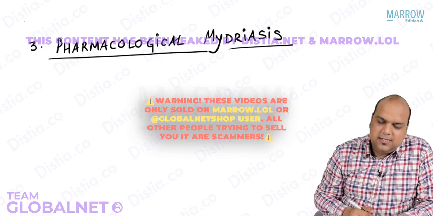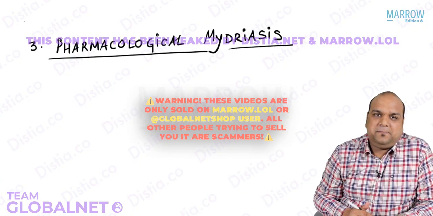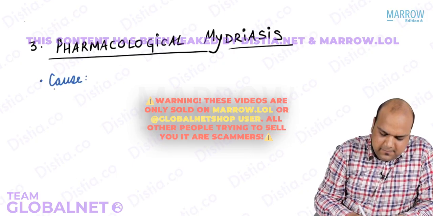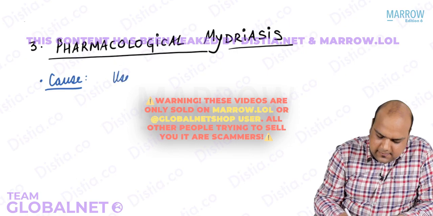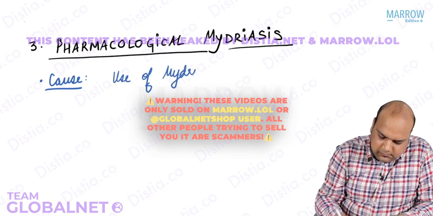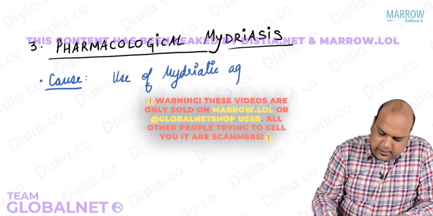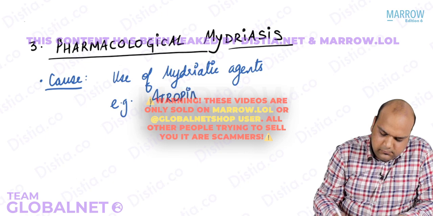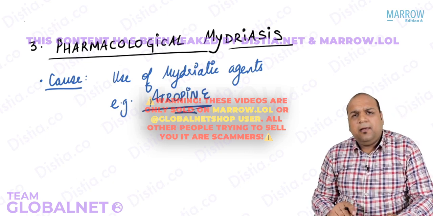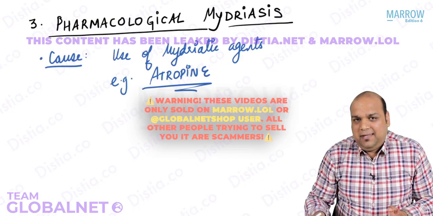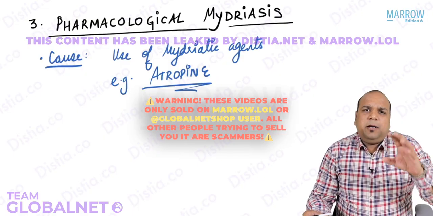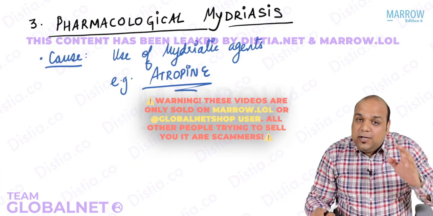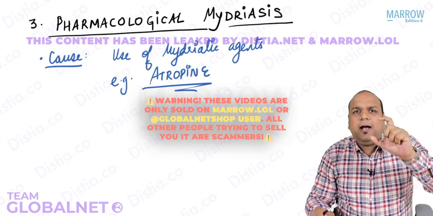Now we move on to the next condition, that is pharmacological mydriasis. Now, from the name it is clear that the cause is use of mydriatic agents. Example, atropine. Okay, so atropine is a mydriatic agent. Let's assume that there is an Indian patient who had some atropine eye drop lying in his cupboard. Indians don't believe in expiry of medicine, guys. So he would have been given that medicine some years back, but he had kept it carefully.